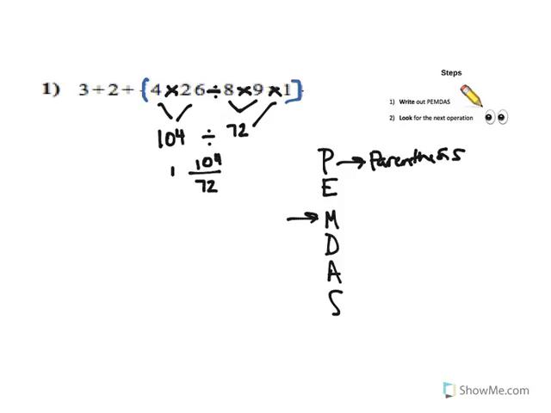Plus, outside of the parentheses, we have 3 plus 2, which gives me 5. So now I have 5 plus 104 over 72.